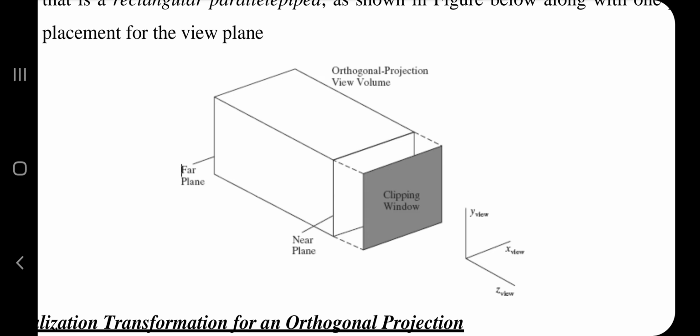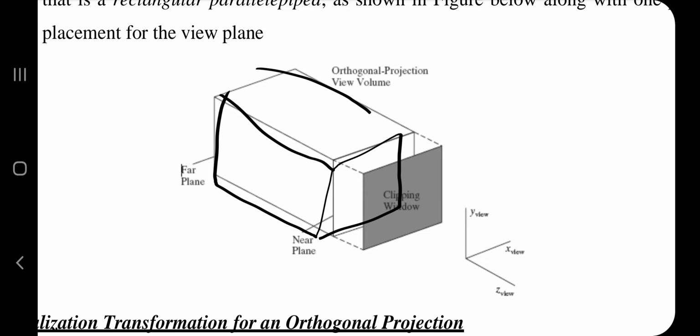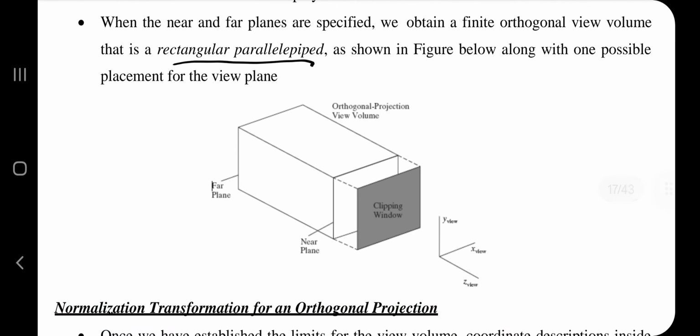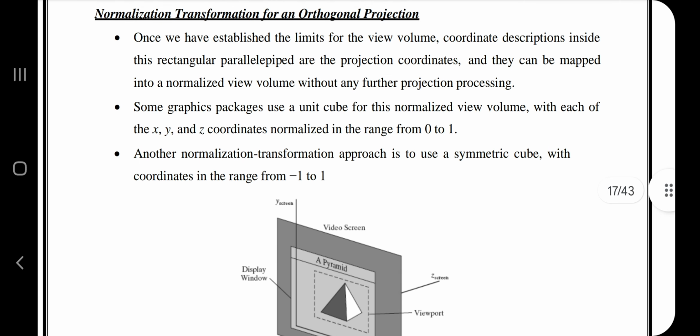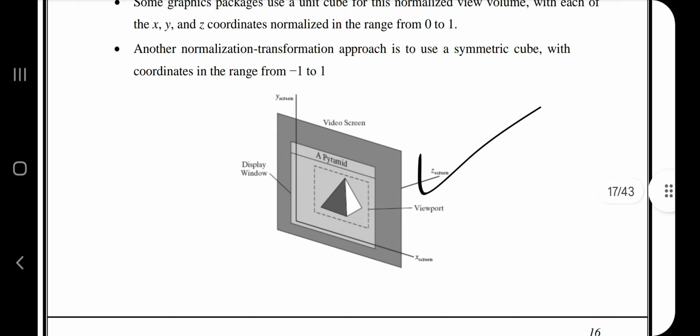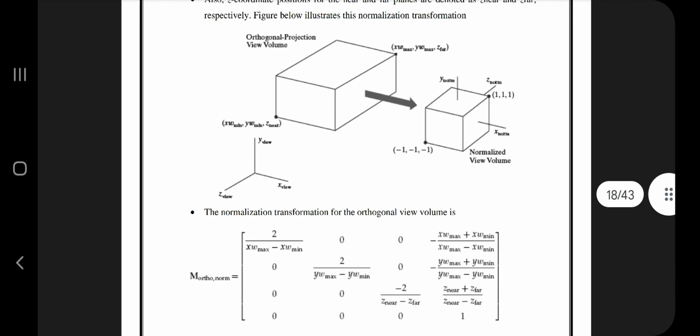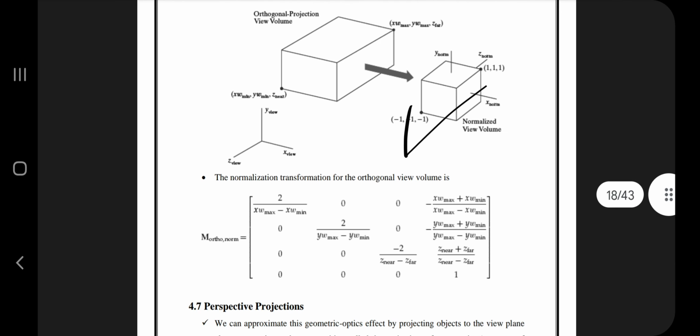The view volume is the volume formed between the far plane and the view plane. This will be a rectangular parallelepiped, and you have to mention that also. Basically that's it. If you get time, you can do this one also. This is an extra thing, as well as the normalization functions.